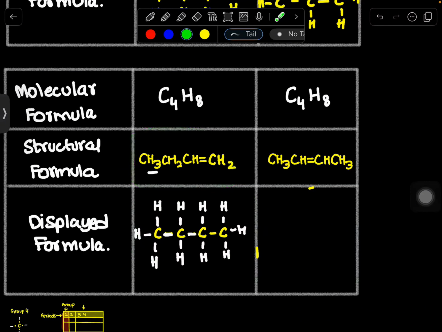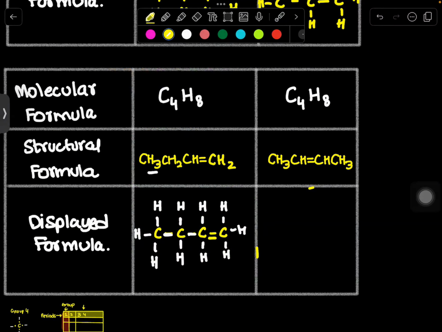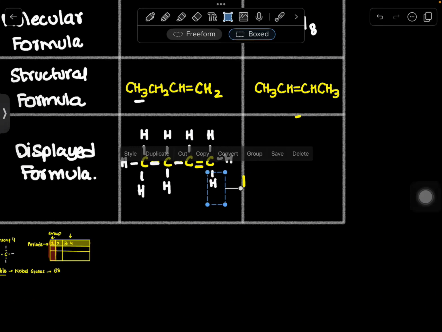It shows that there's a double bond between the last 2 carbons. So what I'm going to do is that I will draw 2 arms here. Now, since there are 2 arms here and 2 arms here, we don't need this hydrogen, so I'm going to just get rid of it. And likewise, you have 1, 2, 3, 4 arms. So I don't need this one. I'm going to get rid of this one too.